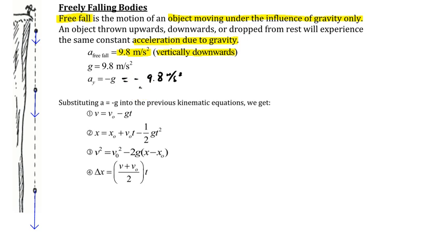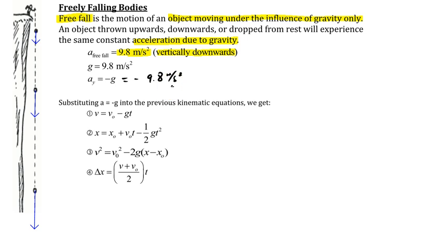The reason why we have the negative is because it's downwards. When dealing with things in a vertical motion, normally we choose the positive y-axis to be upwards, and the direction of the acceleration is down, and hence we have a negative sign. On Earth, or near the surface of the Earth, the acceleration due to gravity is 9.8 meters per second squared. Other planets have different values.